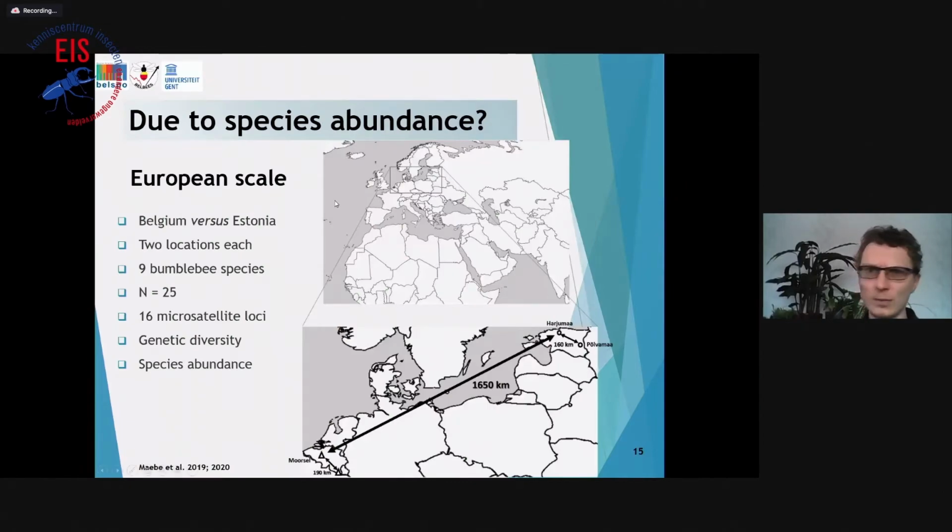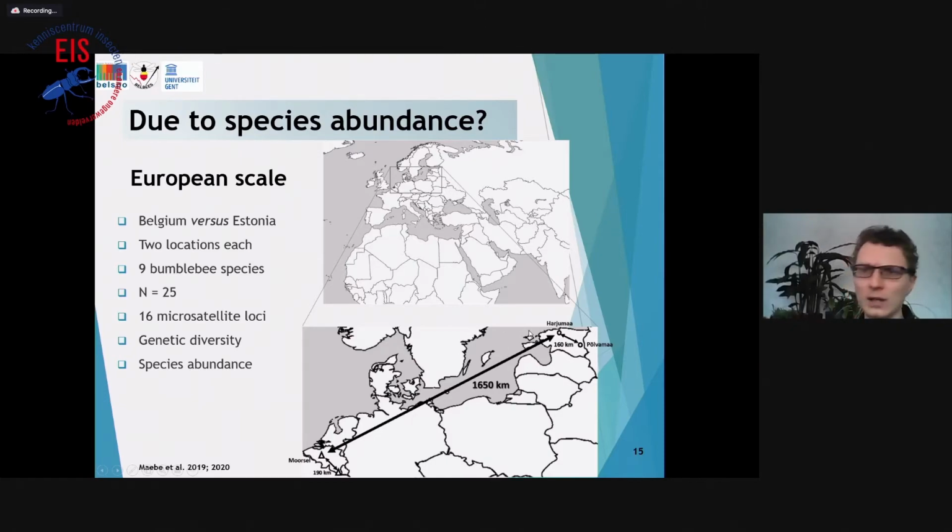So to do so, we determined the genetic diversity levels within several Belgian and Estonian populations of 9 bumblebee species. 25 specimens were again genotyped with 16 microsatellite loci. And from each location, we also determined the species abundance.